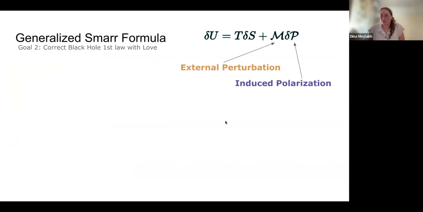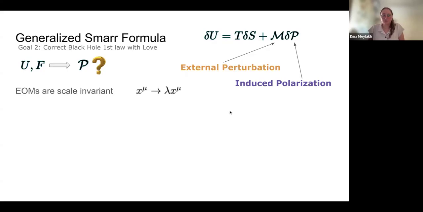As I promised you, we're going to extend the first law of black hole thermodynamics with this parameterization of M and P. But all we calculated thus far was U, the internal energy, and F, the free energy. So how is that going to give us P? For that, we're going to use the fact that the equations of motion are scale invariant, and we're going to check how all the thermodynamic quantities change when we change the scale. And we're going to plug them back inside the corrected first law.